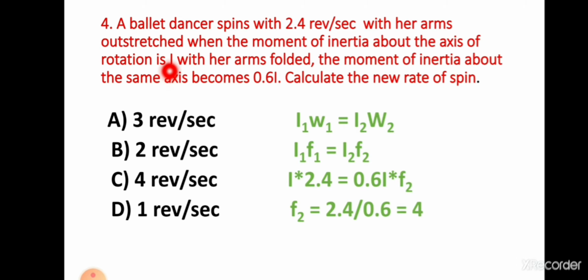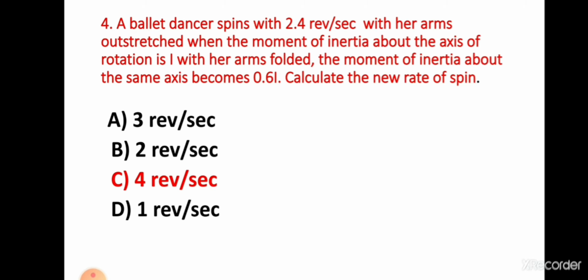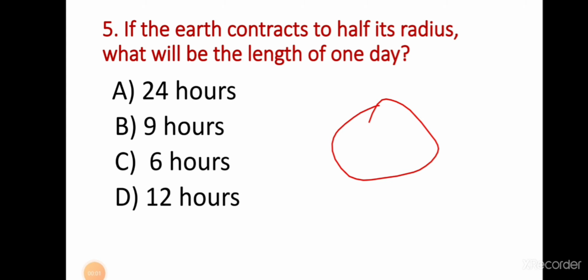The first moment of inertia I1 is I, and the second moment of inertia I2 is 0.6 I. So cancelling this I and solving this equation will give us F2 is equal to 4. In this case we use this formula, and F2 is equal to 4 is the right answer, that is in option choice C. This type of numerical question is also important for your entrance examinations. So let us move on.